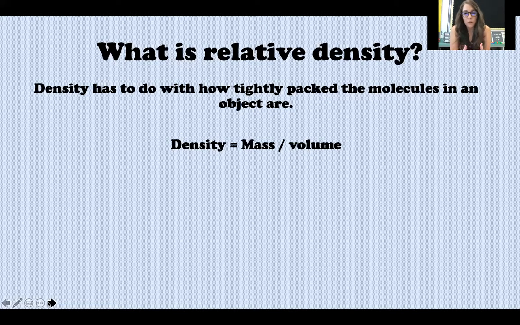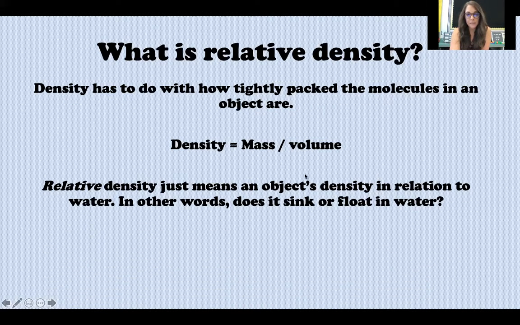In 5th grade, you do not need to know how to do that. We're not going to be measuring density and calculating density. But the reason I'm telling you that formula is because I want you to know that it has to do with the mass of an object, which is how much matter is inside, and the volume of an object, which means how much space an object takes up. Okay, so again, that goes back to how tightly packed the molecules in an object are.